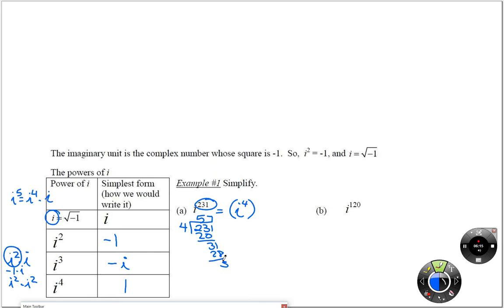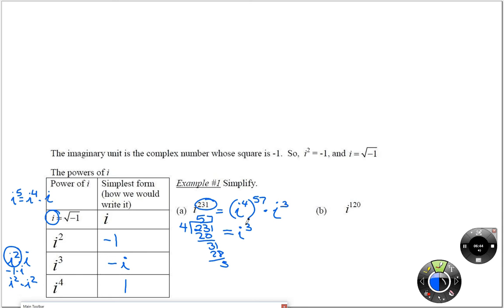that 4 goes into 231 57 times with 3 left over, right? That means I would want to use i to the 4th 57 times, but I would have left over how many powers of i? To the 3rd. And what does i to the 4th become? 1. So what is 1 to the 57th power? 1. So i to the 231st power is really the same as i to the 3rd power, and then you need to know this stuff right here.